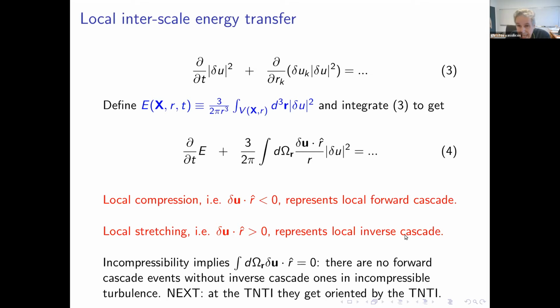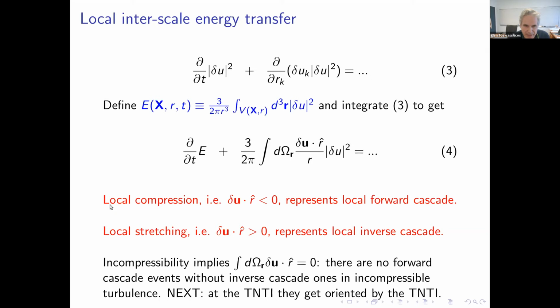And I would therefore from now on interpret cascade, forward or inverse, in terms of this local compression and this local stretching. Incompressibility, of course, implies that if I remove the delta u squared, this is zero. And therefore you can see that you cannot have compression without stretching. It's not possible to have forward cascade without inverse cascade events in incompressible turbulence. And now in the next slide, I will show you that the TNTI, the turbulent non-turbulent interface, in some sense orients these local compression and stretching events.